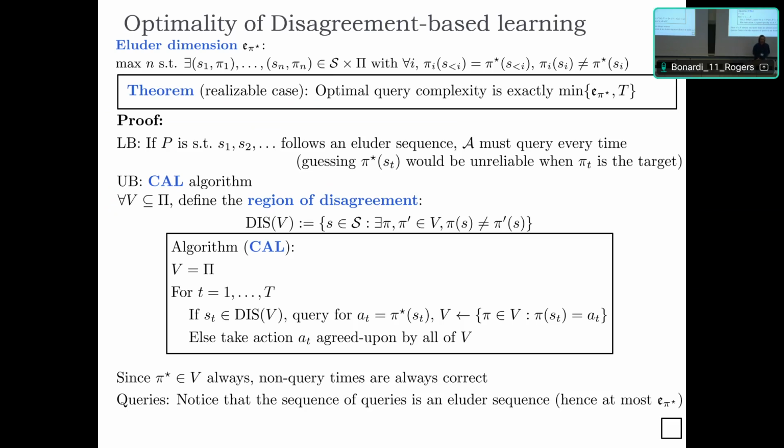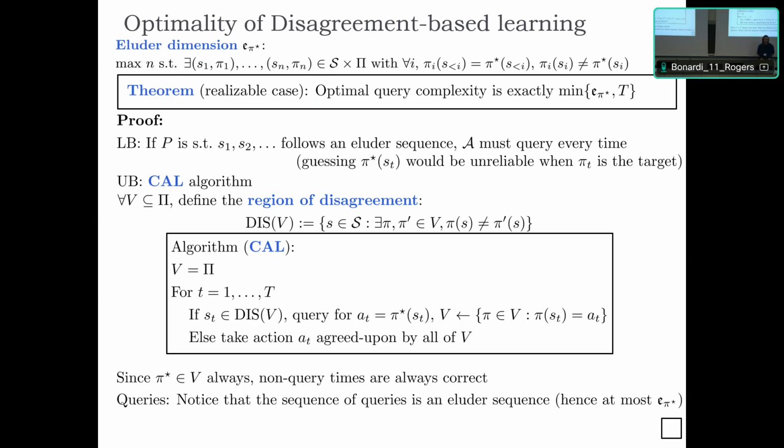Then the CAL algorithm is defined like this. So we initialize the set V to the set of all policies. And then on each round, if the state is in the region of disagreement of V, then we go ahead and query for the optimal action, and we take that action. And then we update the set V to be the set of all policies in V that agree with that optimal action. And so inductively, this maintains that pi star is always in the set V.